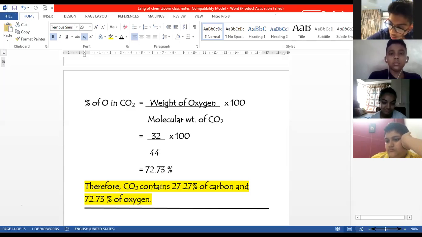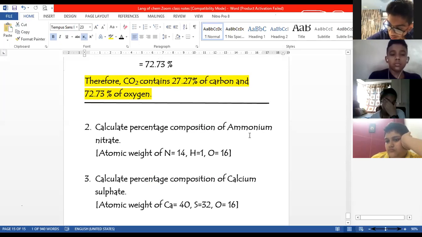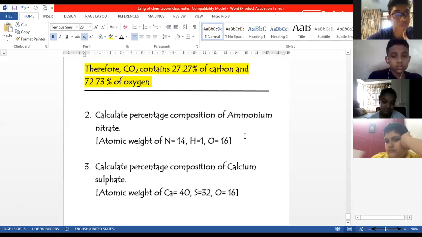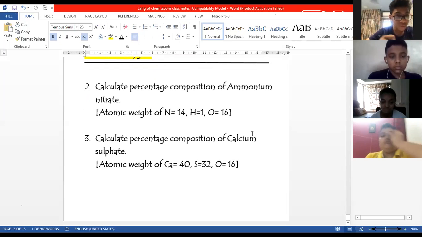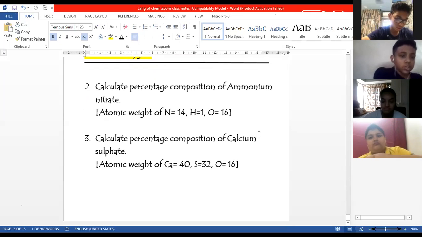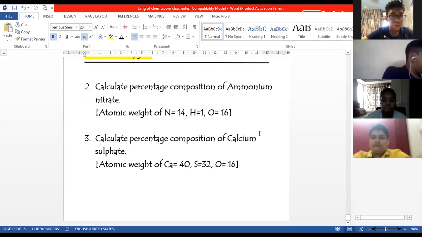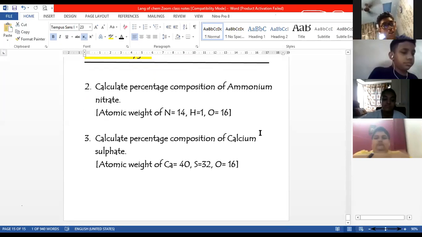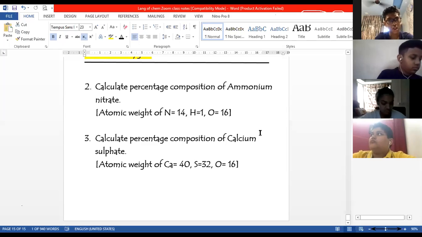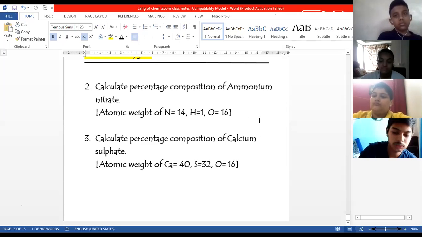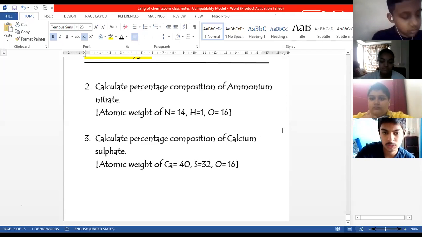So we will go on to the next question, which you will be doing on your own. That is, calculate the percentage composition of ammonium nitrate and calculate the percentage composition of calcium sulfate. You can write down the question or you can take a screenshot. We can do it as homework since the time is up and you have to take a break before your next class. It's 9:40 already. We started late. So write down the question and take this as homework.